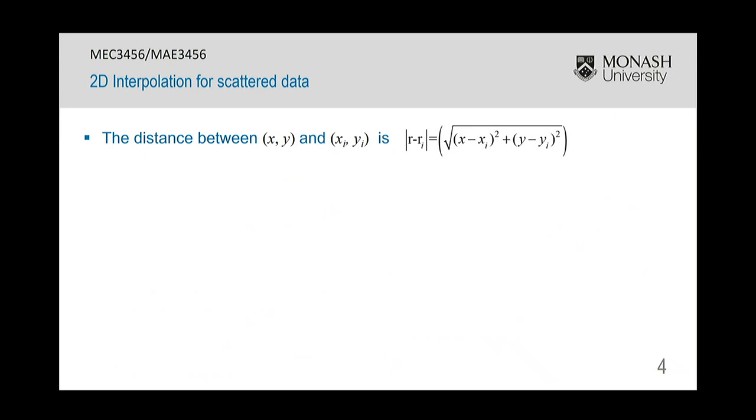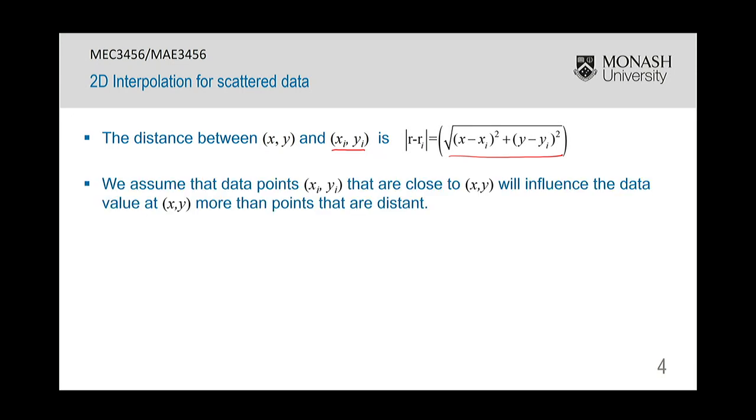So we need to first of all define the distance between the point xy and the data point xi, yi, and that's just given by the Euclidean distance, which is the square root of x minus xi squared plus y minus yi squared. That's a very easy thing to determine. What we would like to do is assume that data points, the xi, yi, that are close to the point where we're trying to interpolate, xy, are going to influence the data value more than points that are distant.